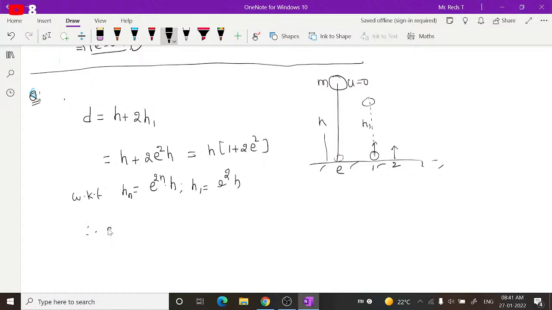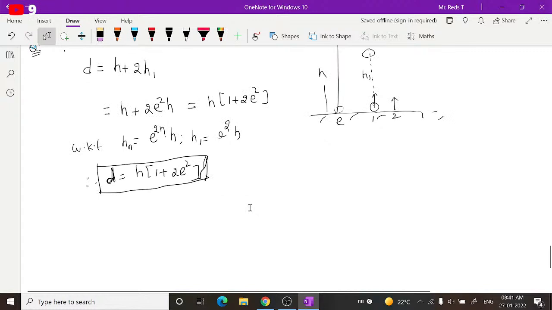So therefore, you can say d, the total distance traveled before the second collision or second hit, is equal to h into 1 plus 2e squared. That's it. So which option? Look into that accordingly.